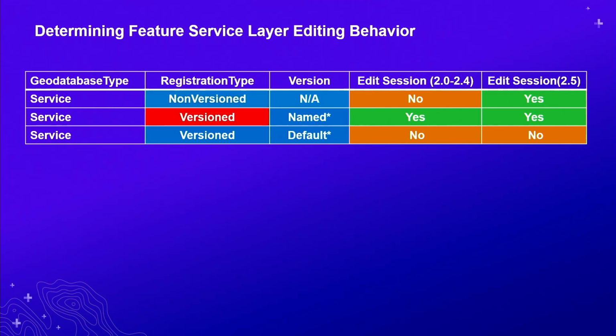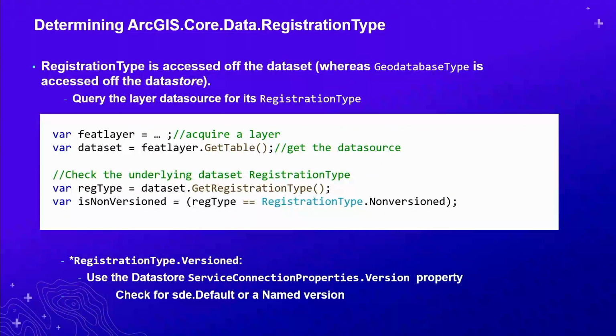Versioned splits into two types. Named version and branch version. Edit session support at 2.4 and before. Edit session at 2.5, so no change. And then versioned, default version, branch versioned. No edit session at 2.4, no edit session at 2.5. So again, no change. How do you determine the registration type?